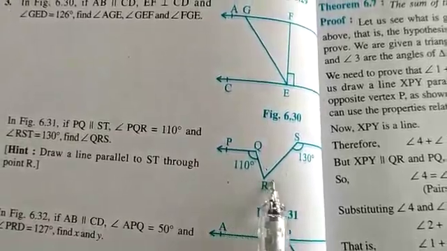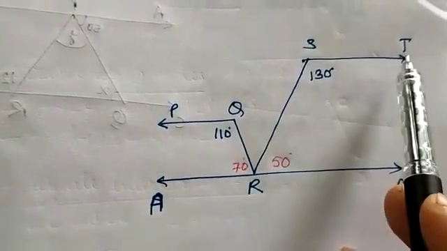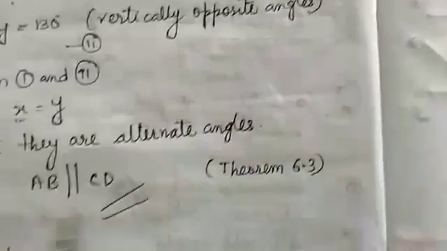So we need to draw one line here parallel, given in the hint. I have drawn it here already. I have drawn AB parallel to ST or PQ. I have drawn one line here through R, and that we write in the part of the constructions. I am going to start with this.